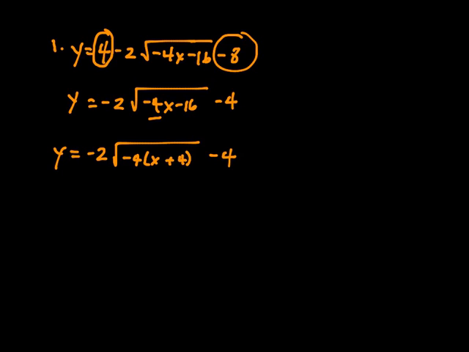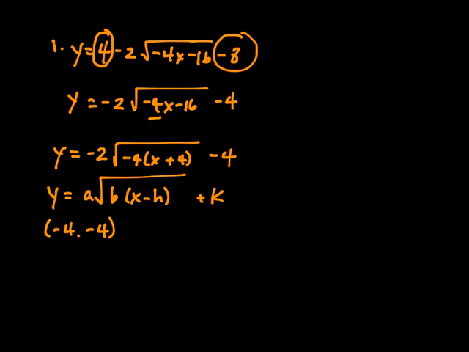Now, we have it in the form y equals a square root of b, and then x minus h plus k. Okay, so let's go ahead and first identify our vertex. Our vertex is -4, -4. So the original function, the parent function, looks like this with a vertex of 0, 0. Okay, so that tells us that the translation was left 4 and down 4, because that's our new vertex.